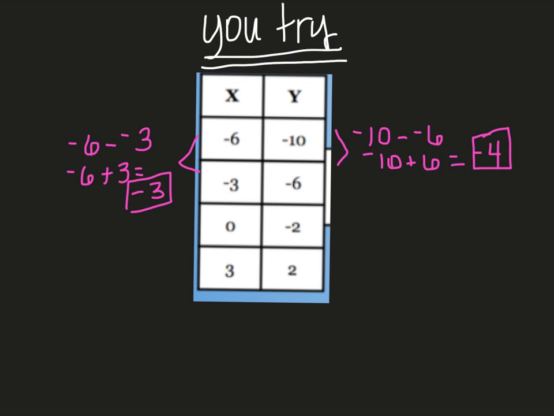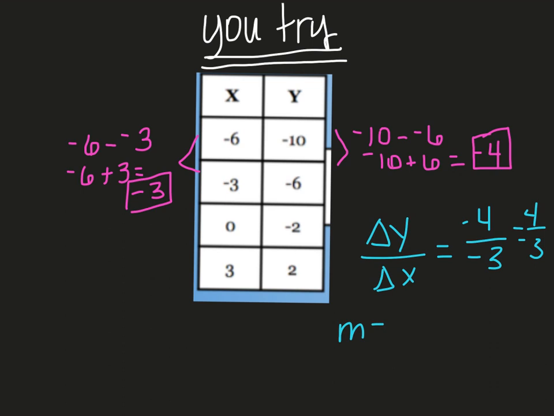So do change in y over change in x. So I have -4 over -3. Well, see, I have two negatives, so that's going to make that positive 4/3. So your slope is 4/3.